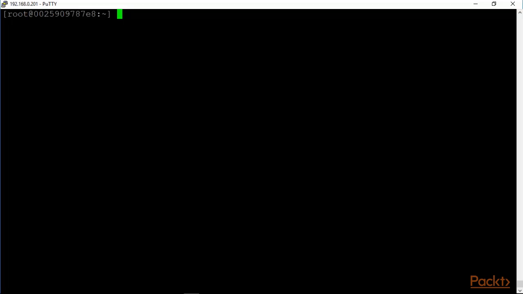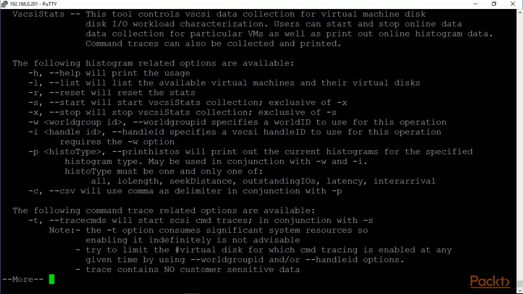So now we are back in familiar territory. We are looking at our 192.168.0.201 host, and we are going to key in vscsiStats with a capital S, that is very important, and dash help, and we are going to pipe it to more. So this tool, vscsiStats, it controls the data collection for virtual machine disk I/O workload characterization. So basically what it does is it does data collection for virtual machine disk I/O workload, and it characterizes it.